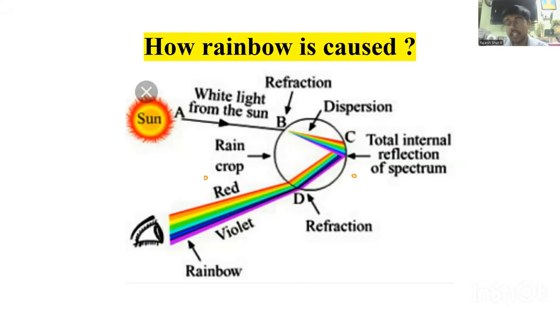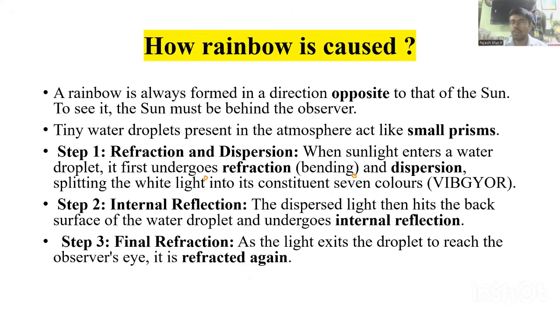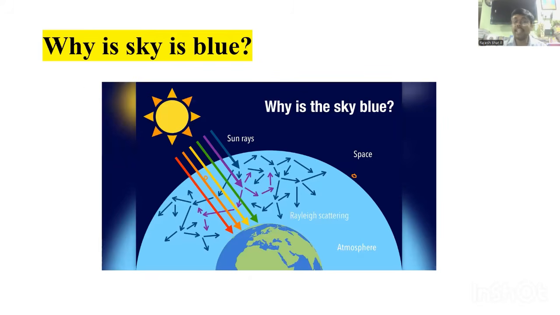When rain comes, there is sunlight, and you get a rainbow. Where does the rainbow come? Opposite to the sun. White light comes. What is the first thing that happens? Remember this process. There are tiny water droplets in the sky which act like a prism. When the sunlight hits these tiny water droplets, first refraction, then dispersion, then total internal reflection, then again refraction, then to your eyes. This back-to-back principle you have to know and write as step 1, step 2, step 3: refraction, dispersion, total internal reflection, final refraction.